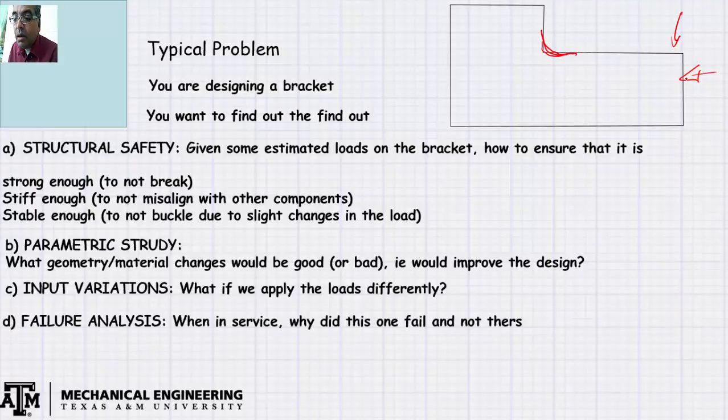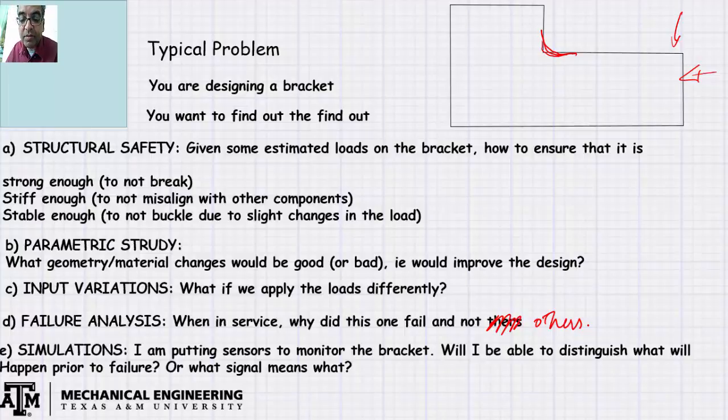Then, when you're doing failure analysis, you want to find out: this one was put in service and it broke, and the company is saying it's a wrong bracket. Your company, the bracket company, is saying no, you did not use the bracket properly or you applied the wrong loads. Who is correct? So this is failure analysis. So there are 4 things: structural safety, parametric study, input variations, failure analysis, and you want to be able to find out the answers to these kinds of questions.